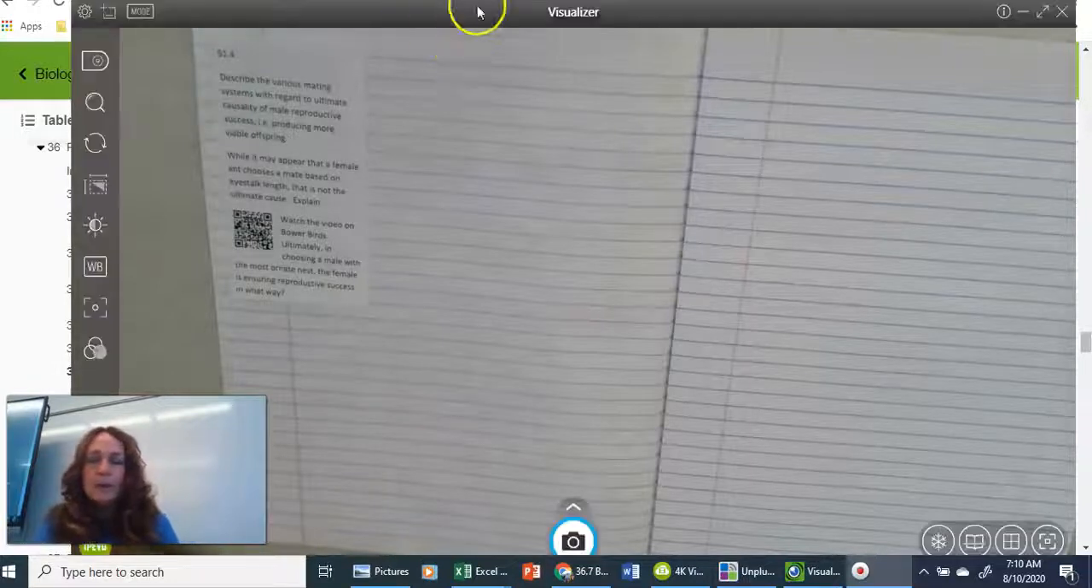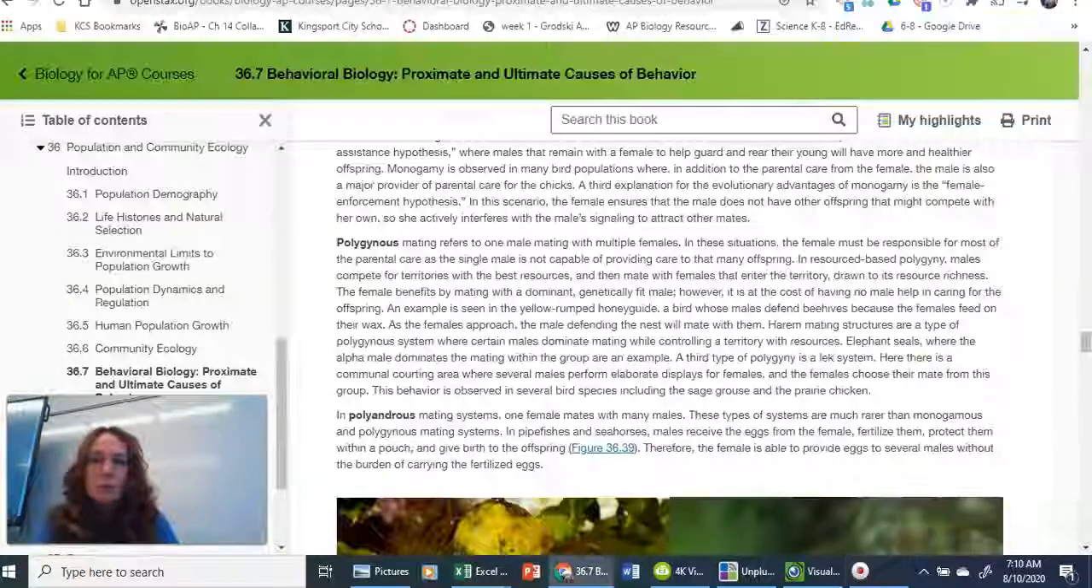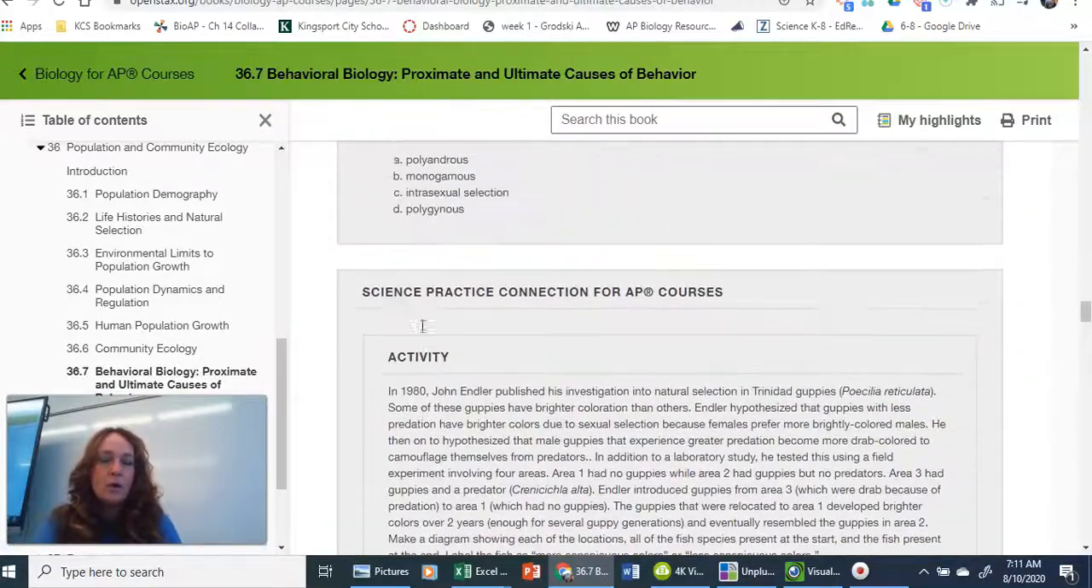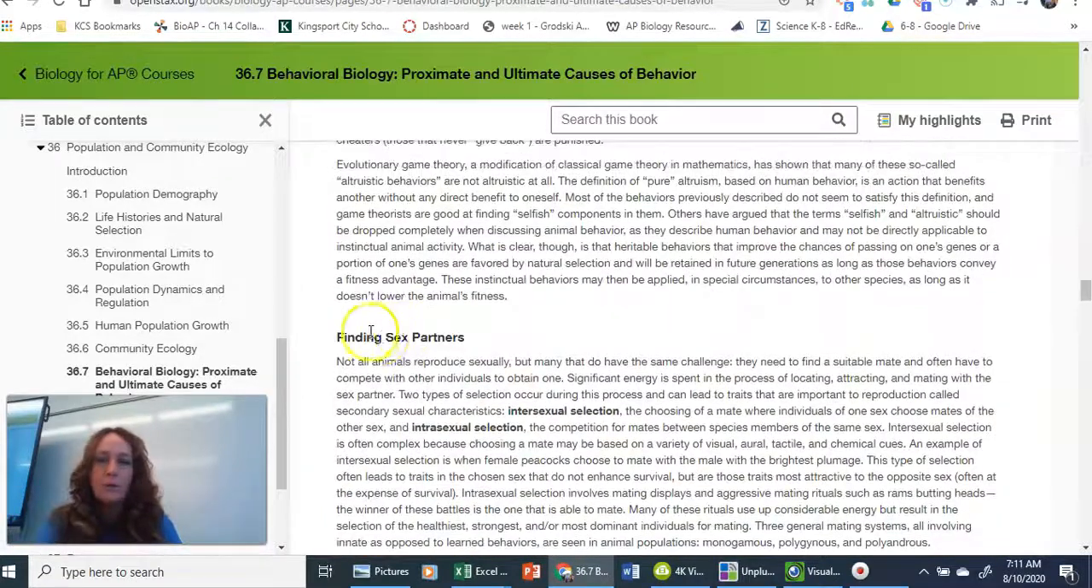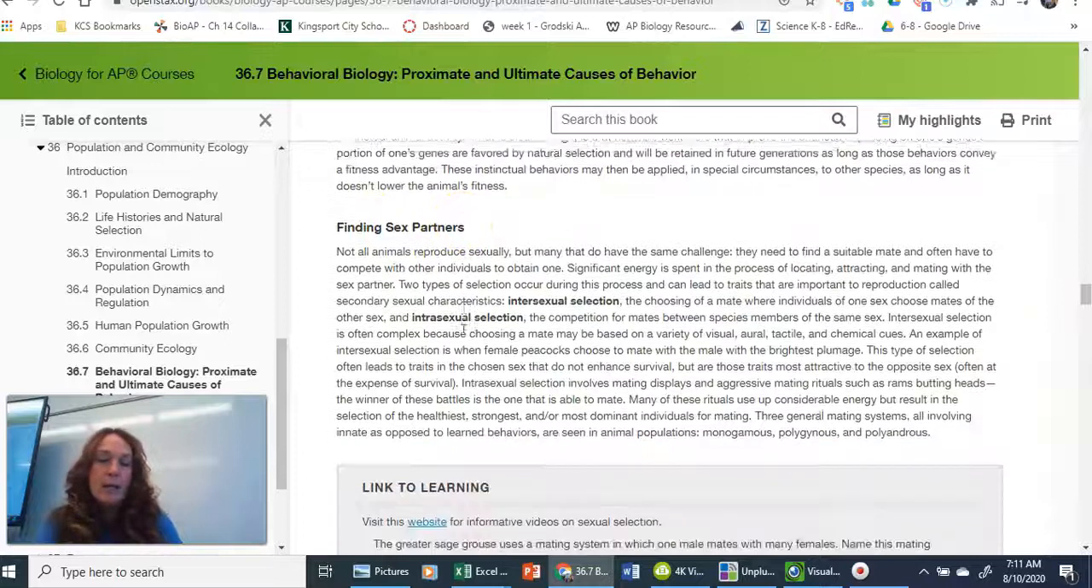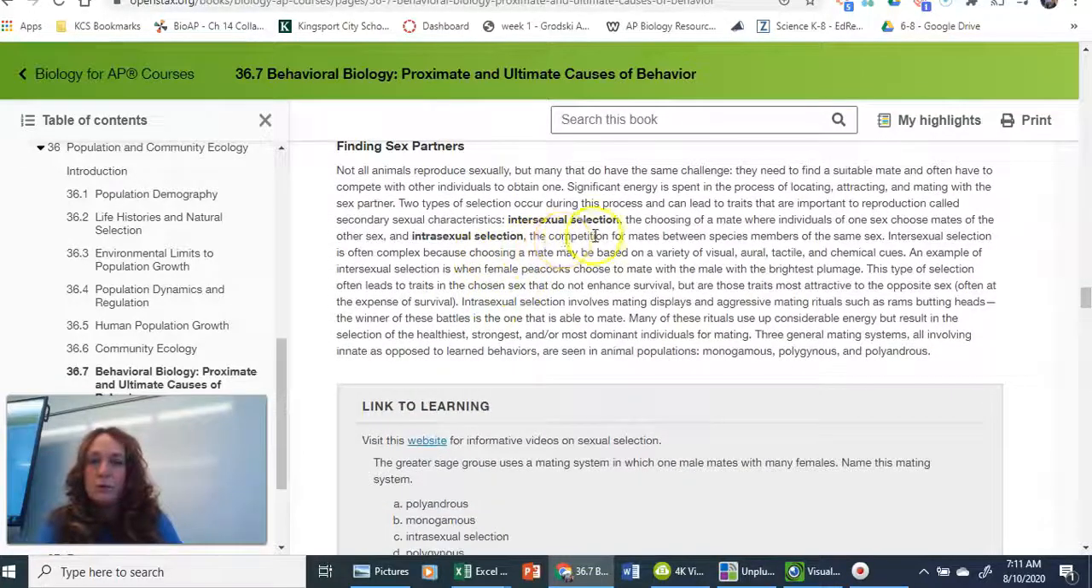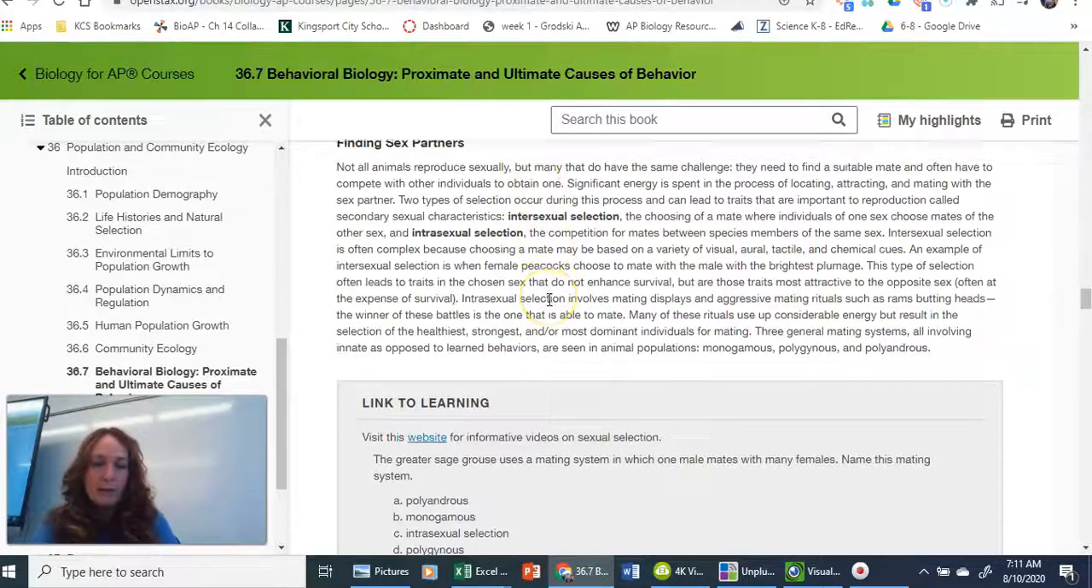So let me show you where this is in the book. If you go to the OpenStax book, and you are still going to be in, I guess it's chapter 36, section 7. And it's going to start with this title here with finding sex partners. And we do talk about intersexual selection and intrasexual selection on another strip. So that's where you start reading, though.